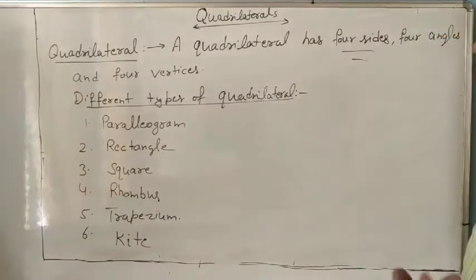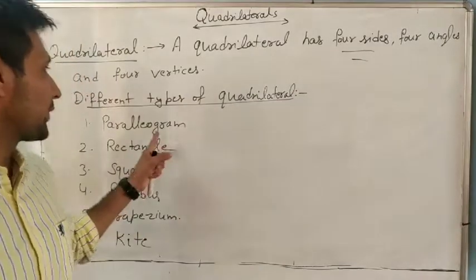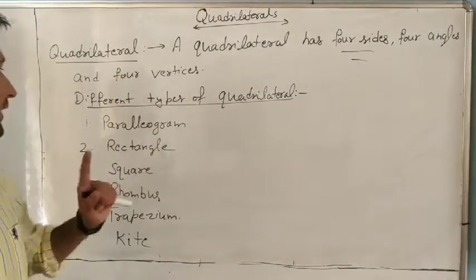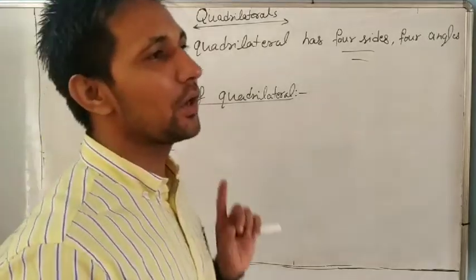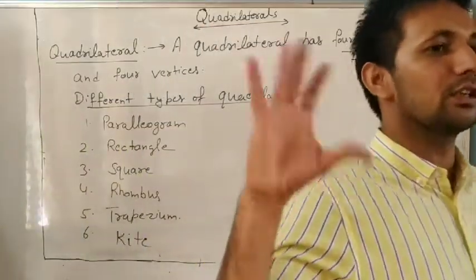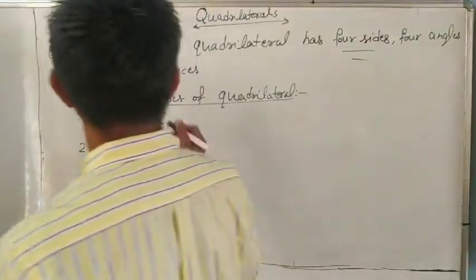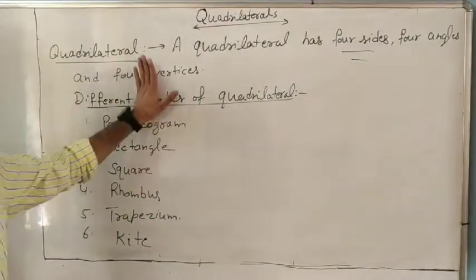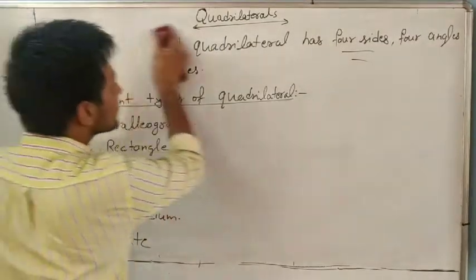These quadrilaterals we already discussed in 8th class. Everyone knows the different properties of parallelogram, rectangle, square, rhombus, trapezium and kite. We already discussed them, but we are discussing here again. No need to worry. We will discuss it again. So these are the main types. Now we are discussing the first type of quadrilateral.